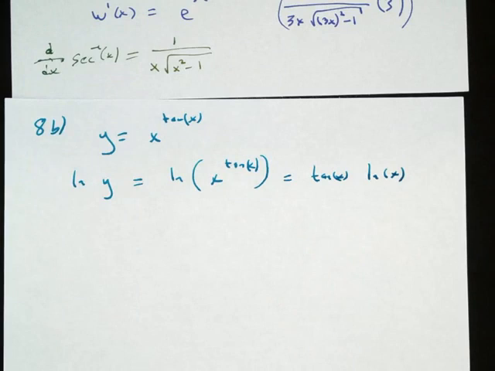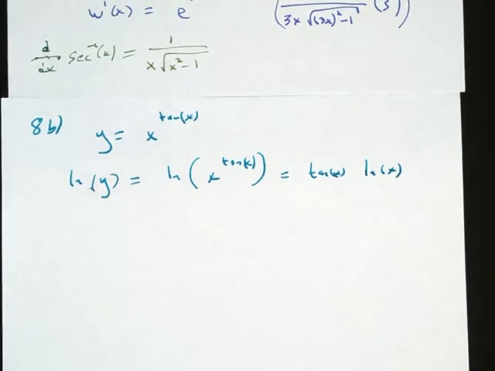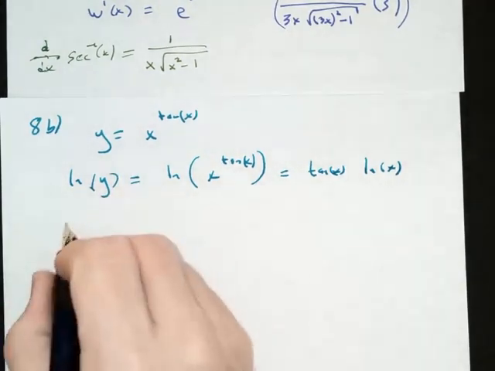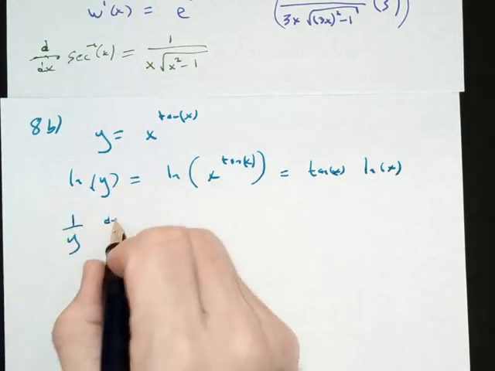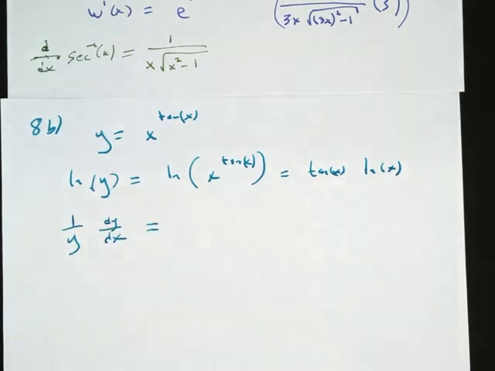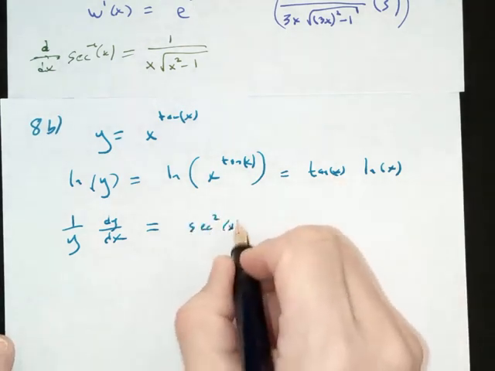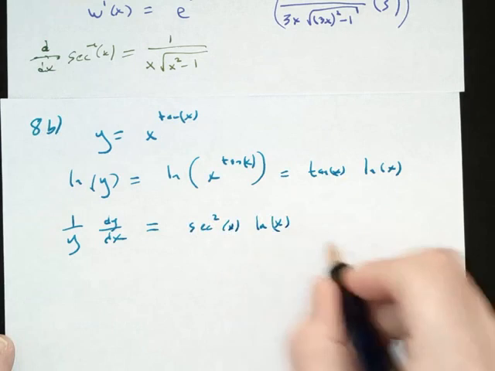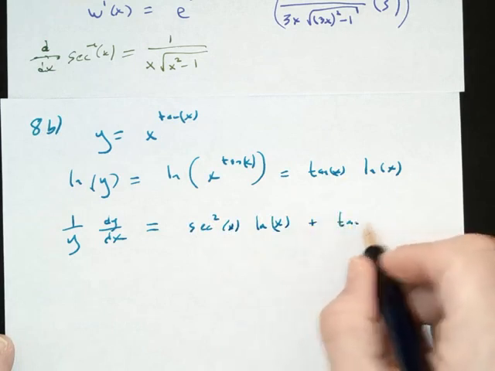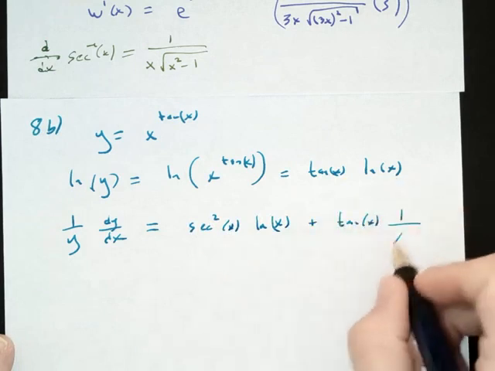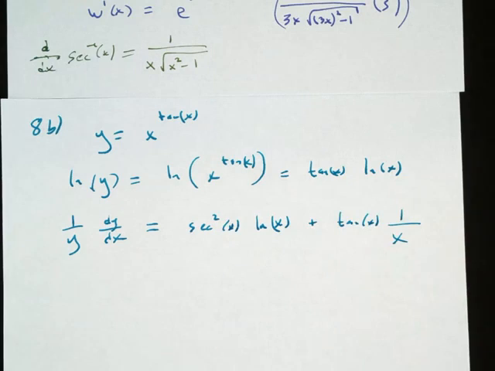Well, now, on the right, I have a product. On the left, I have an ln, implicit derivative time. Derivative of ln of y is 1 over y, but wait, there's more. On the right-hand side, I do the product rule. Derivative of tangent, secant squared, leave the ln alone, leave the tangent alone, derivative of ln of x is 1 over x.